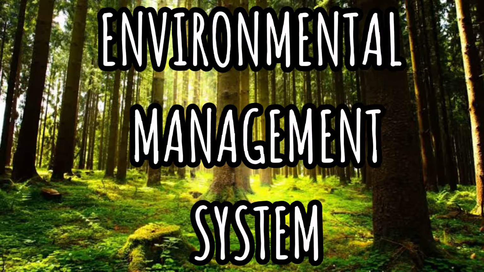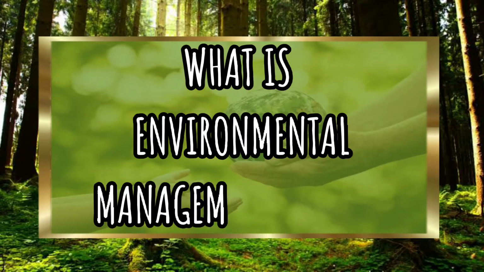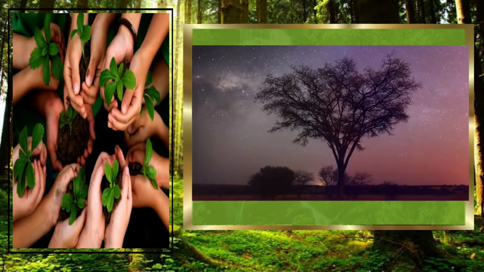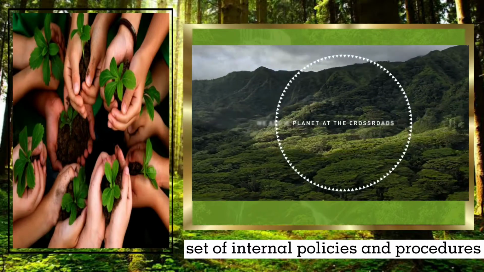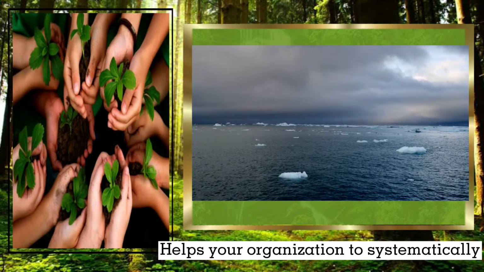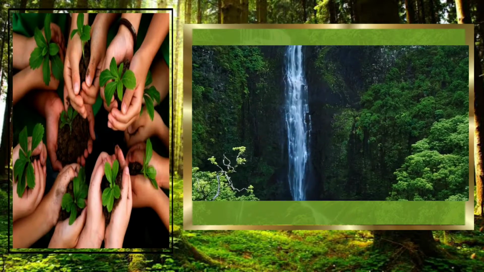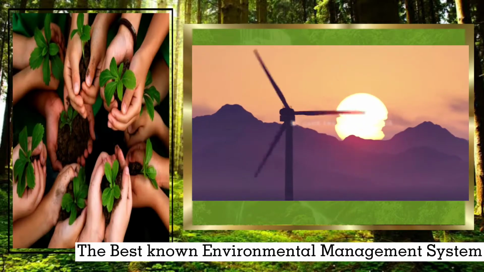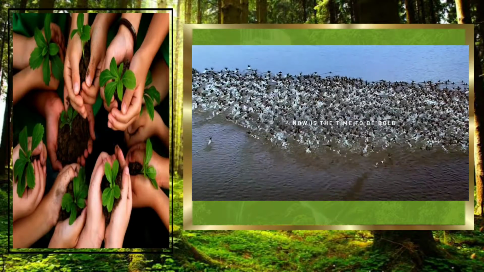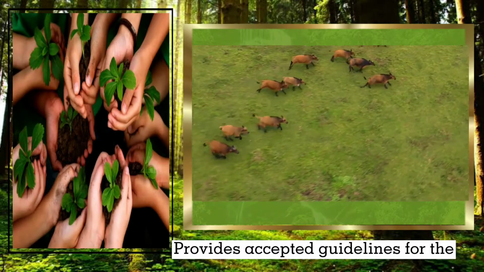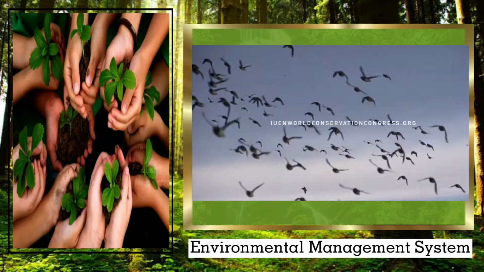Environmental Management System. Let us first define what is environmental management system. An environmental management system is a set of internal policies and procedures that helps your organization systematically assess and reduce the environmental impact of its activities. The best known environmental management system is the ISO 14001 standard, which provides commonly accepted guidelines for the design of a comprehensive environmental management system.